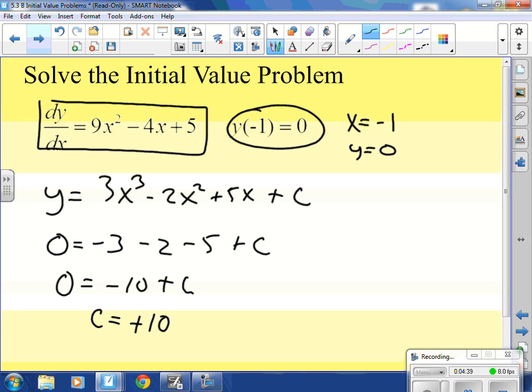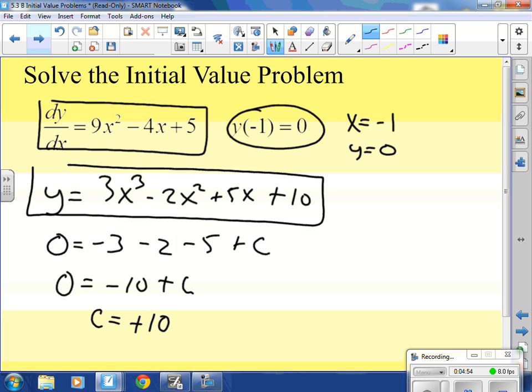Okay, so now one big note here. I'm not done. I haven't answered the question. Now I'm done. The question wasn't find c, it was solve the initial value problem. It's asking me for the actual function. So say c came out to equal 0.